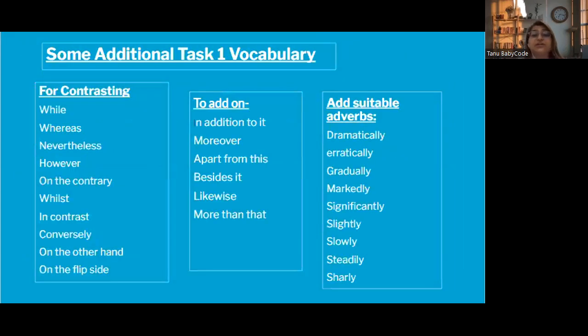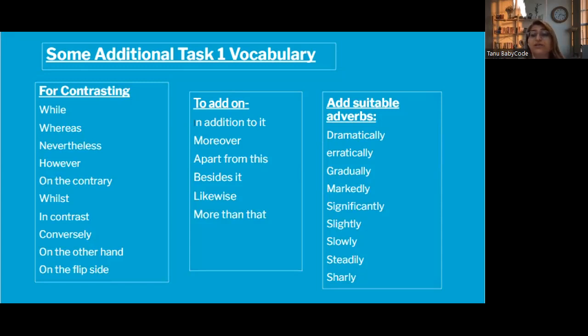Some additional task on vocabulary. For making a contrast between your statements, you can use this vocabulary: while, whereas, nevertheless, however, on the contrary, in contrast, conversely, on the other hand, on the flip side.